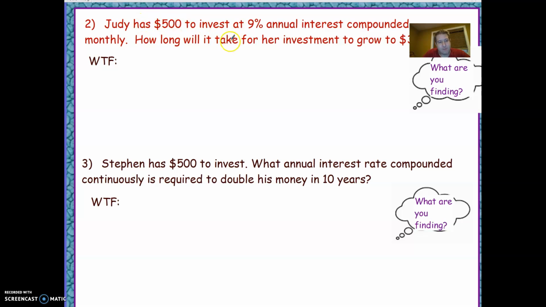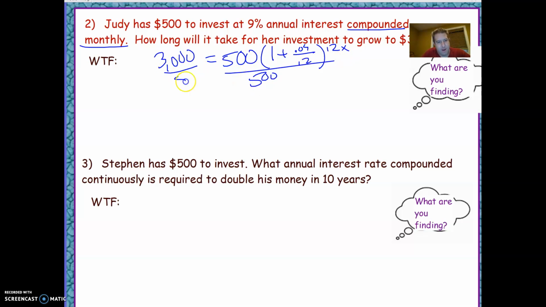So Judy has invested $500. So we need to figure out what's the function. She invested $500 at an annual interest rate compounded monthly. So 500 times 1 plus 0.09 over 12, to the 12 times t amount of time. How long will it take for our investment to reach $3,000? First thing I do is divide by 500.